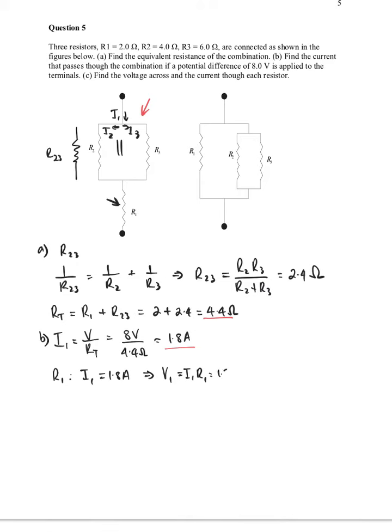So that's 1.8 times 2, which is 3.6 volts. So we've got 3.6 volts dropping across resistor 1. What about the combination of R2 and R3?